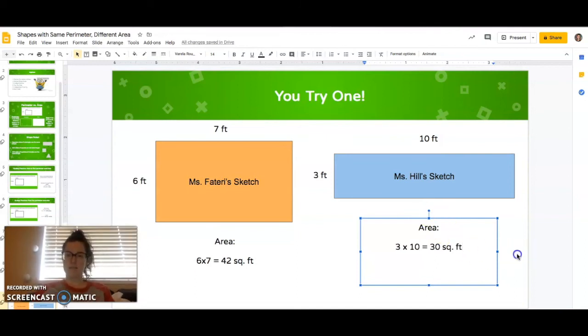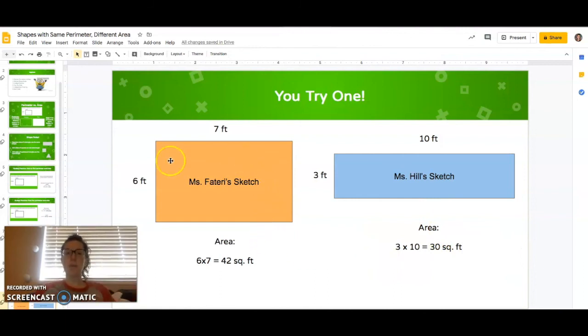feet. Okay, so we know that the perimeters are the same, right? It told us in the problem that 6 plus 7 is 13, plus another 6 plus 7 is another 13. So 13 plus 13 is 26. I'm trying to do that mental math here, right? So I know the perimeter of this is 26, and I know 3 plus 10 is also 13, and 3 plus 10 is 13. So 13 here plus the 13 from these sides is going to be 26.